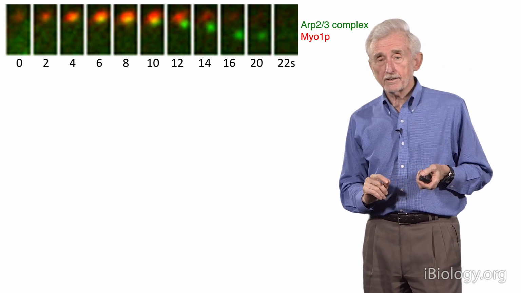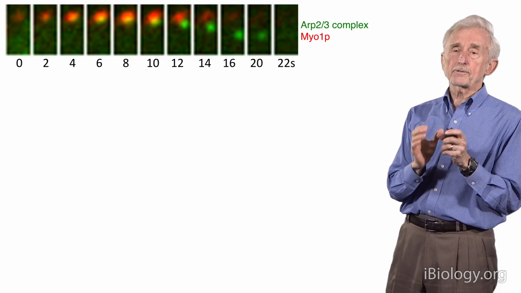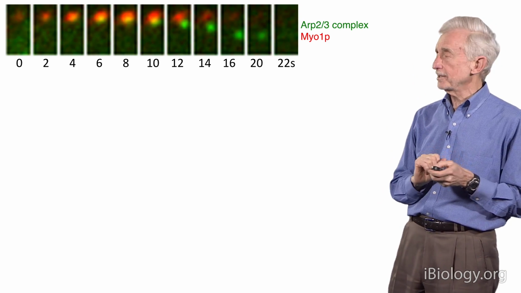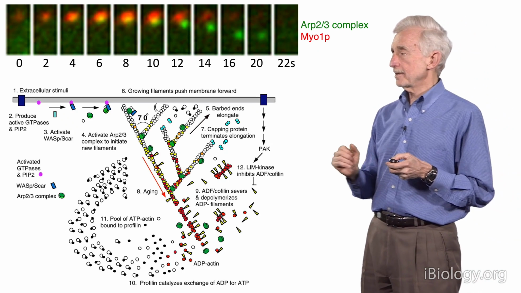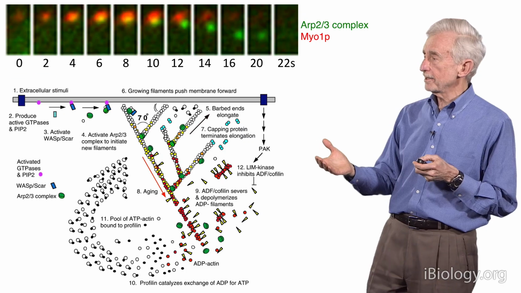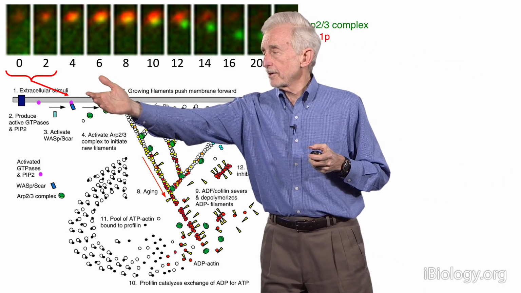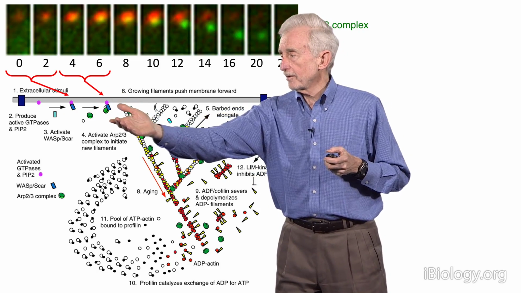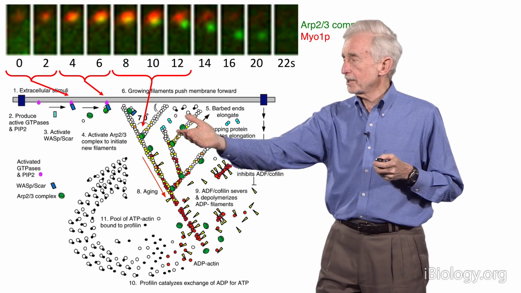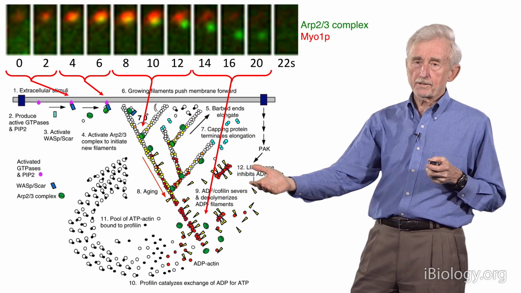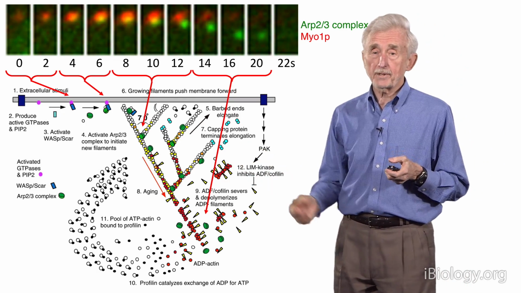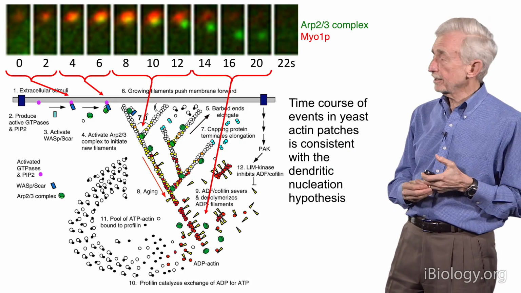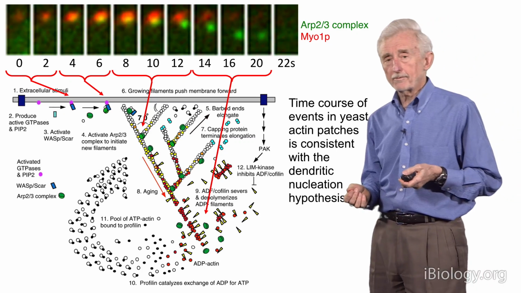So the big advantage here is that the action is limited to a very small space, and it's a one-off reaction where the assembly and disassembly take place in a predictable fashion. The timing is consistent with the dendritic nucleation hypothesis. For example, the first frames over here correspond to the recruitment of a nucleation promoting factor, and then the recruitment of ARP2/3 complex, and then the formation of a branch, and eventually the dissociation of both the ARP2/3 complex and the nucleation promoting factor. So the time course of these events in the yeast are consistent with the hypothesis that we put forward for cell motility.